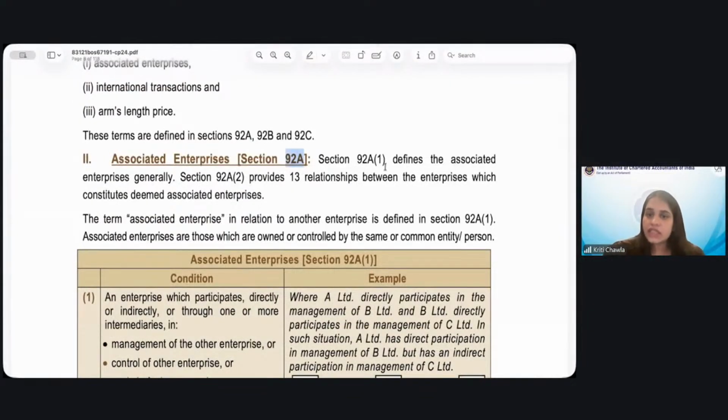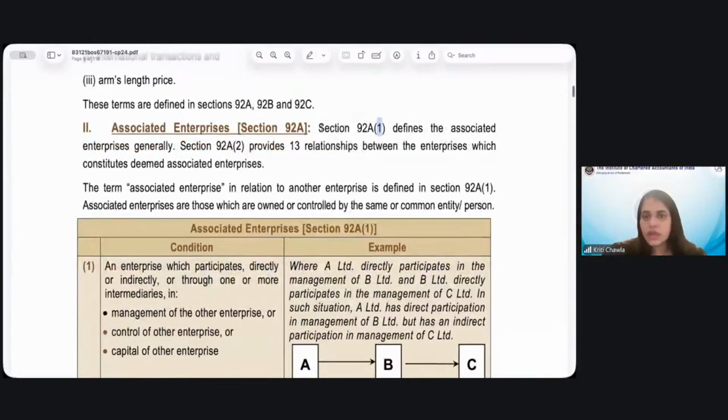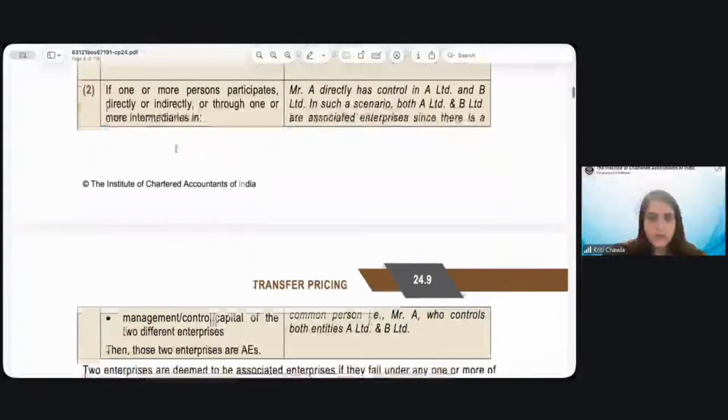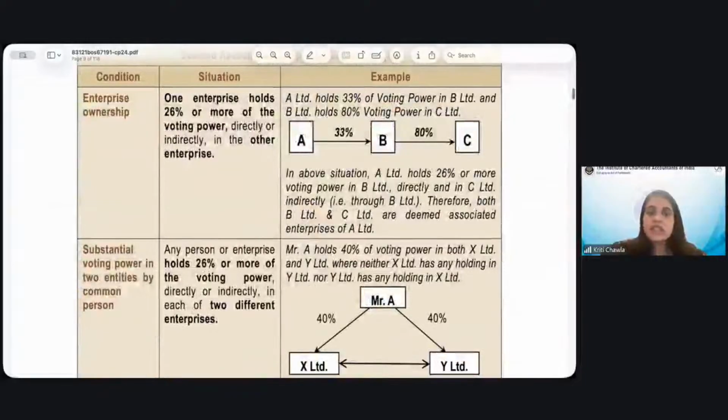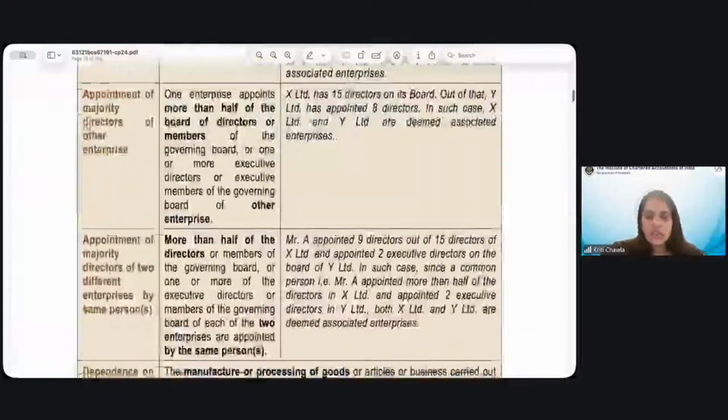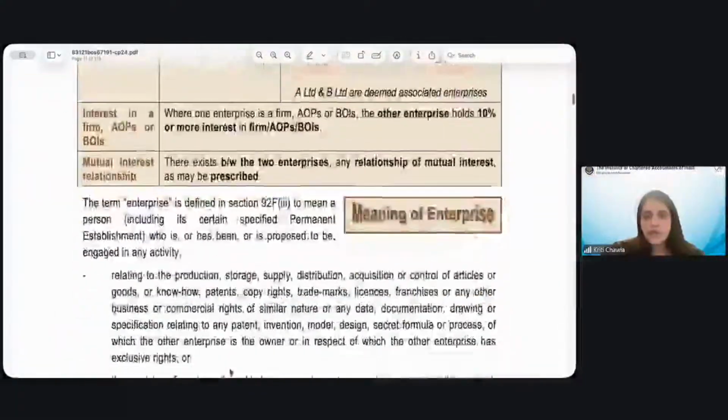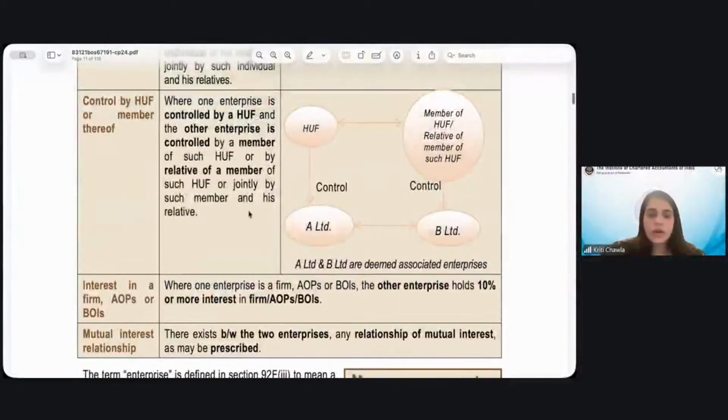Section 92A, subsection 1. It's just a statement here, but this is what we actually discussed in detail. You should now know that if an enterprise participates directly or indirectly in management, control, and capital of another enterprise, they become associated to each other. And then they talk about these 13 instances that we actually discussed, where they will be talking about association.